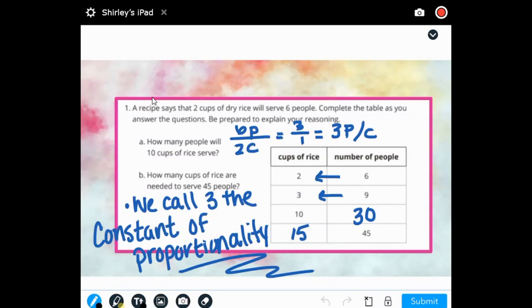Find any pattern in there. If you're going top down, you're finding your scale factor. If you're going left to right, you're finding your constant of proportionality. That's all I was saying to apparently just myself because I was muted. Great.